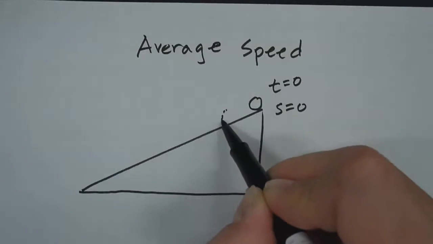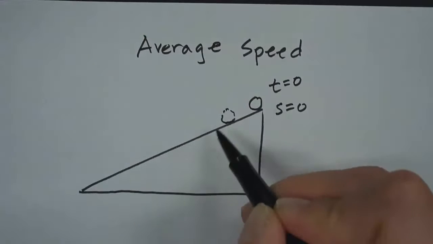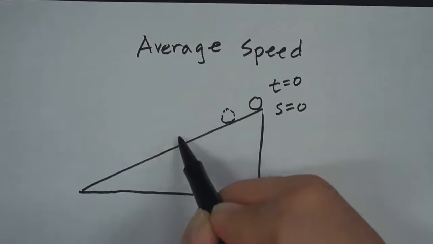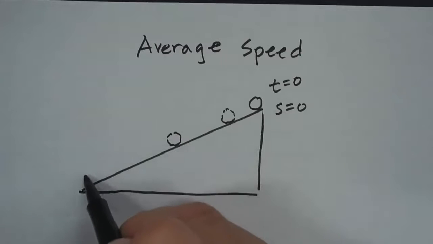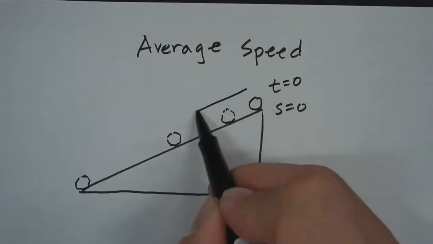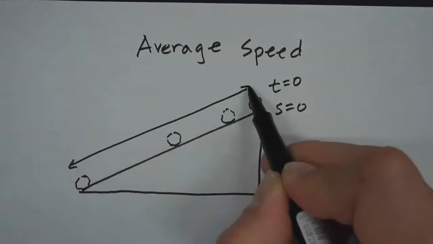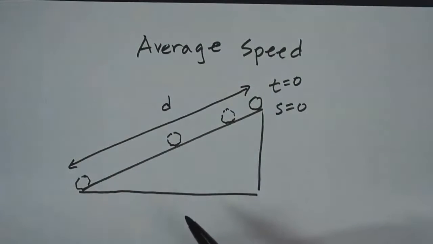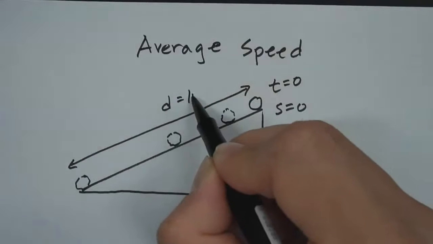And then at some point later, it's going to be in a place in front, and then it's going to continue moving in front, and then at some point it's going to get to the bottom of this ramp. This right here is the distance that it travels, and we'll call that d. And let's say that d is 1 meter.